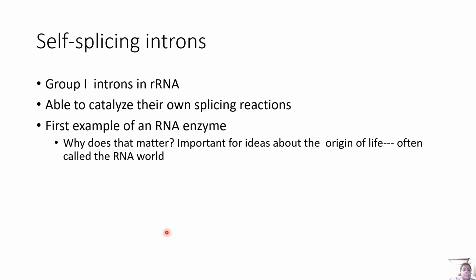Now, what are self-splicing introns? Group 1 introns in rRNA are able to catalyze their own splicing reactions. This was the first example of an RNA enzyme.